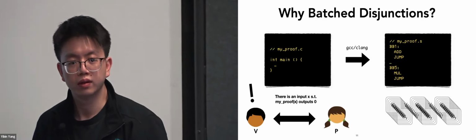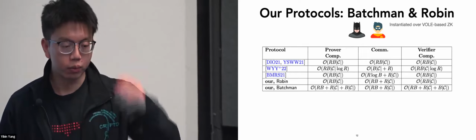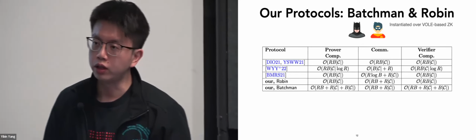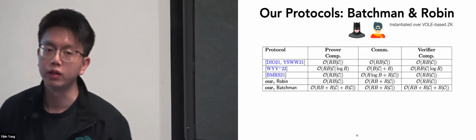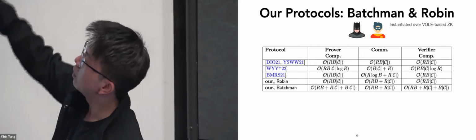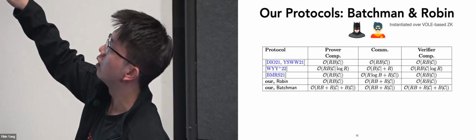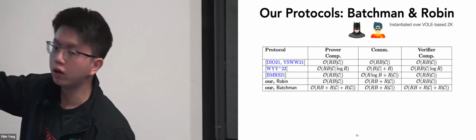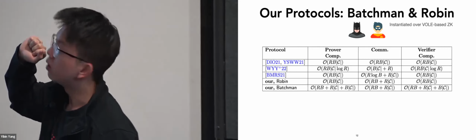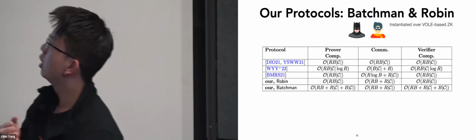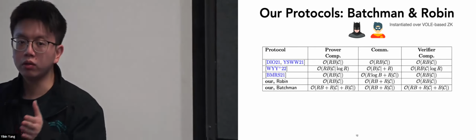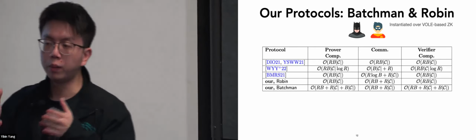Okay, so let's move forward. What we achieved in these papers is we designed protocols called Batchman and Robin, where all you need is some commit-and-prove hybrid world. Here I'm going to show you our result when we instantiate our protocol using VOLE-based zero knowledge. Remember that if you just copy and paste this circuit B times and R times, your computation, communication, and verifier computation will all be order R times B times C. It means that you copy this same circuit of size C B times, and you copy it R repetitions.